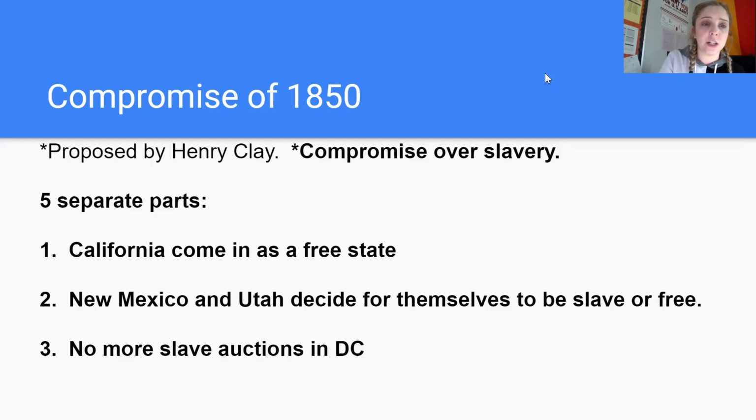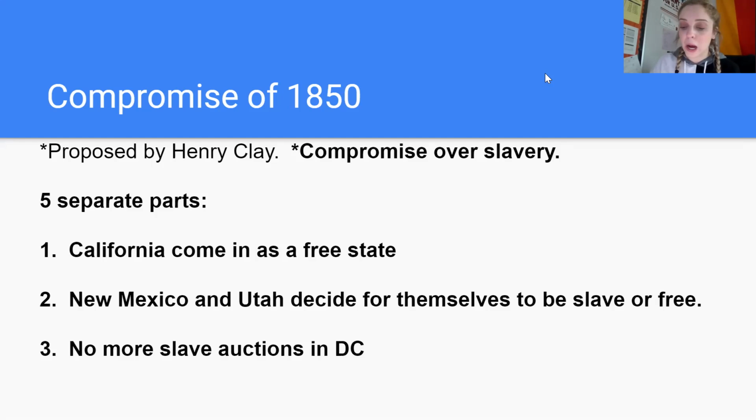No more auctions in DC. I think the other parts I forgot to include here. So number 4 being that slavery still existed in DC. And then number 5 will be the Fugitive Slave Act. Okay, so those are all the conditions of the Compromise of 1850.